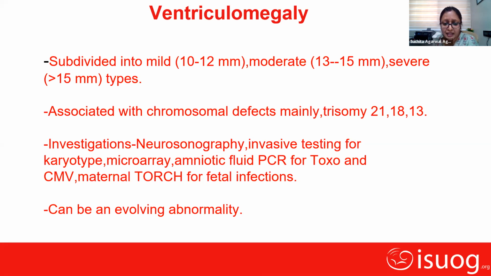One thing I have deliberately put is that it can be an evolving abnormality. By evolving, I mean I have done the TIFA scan and found everything normal, but she comes to me again at 32 to 34 weeks and I find ventriculomegaly. Have I missed something? No. It so happens that at times this evolves. These evolving abnormalities become a nightmare at times, particularly heart and brain abnormalities. Everything will be fine in the TIFA scan, but when they come for the growth scan, you'll find a new abnormality.